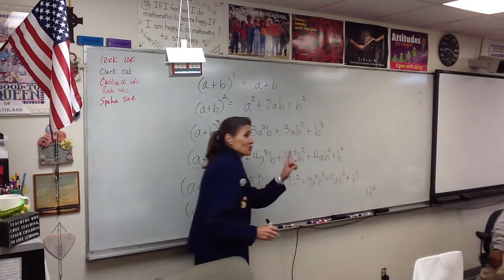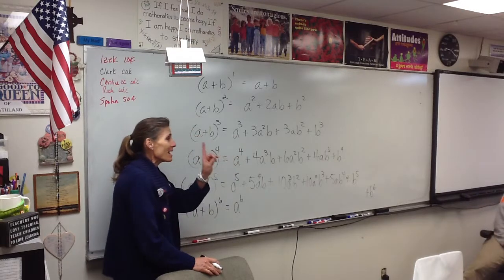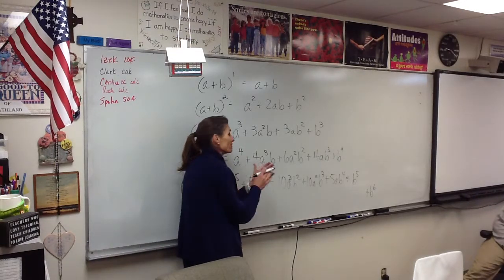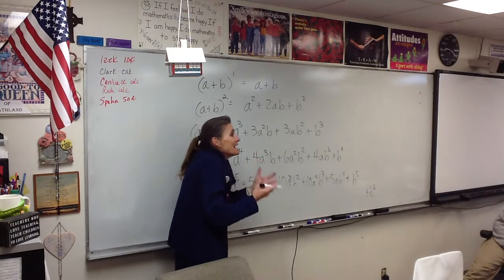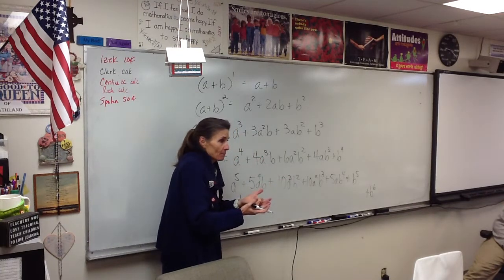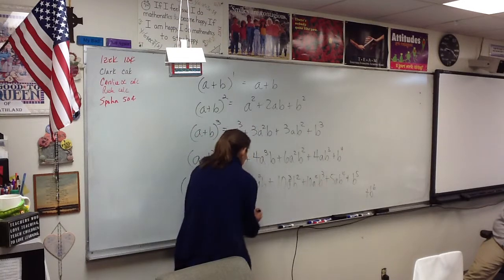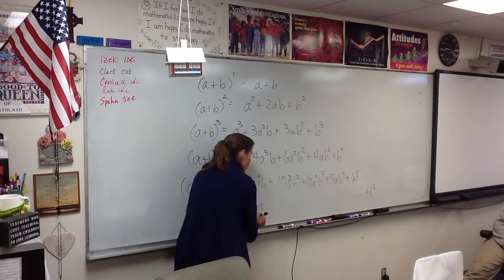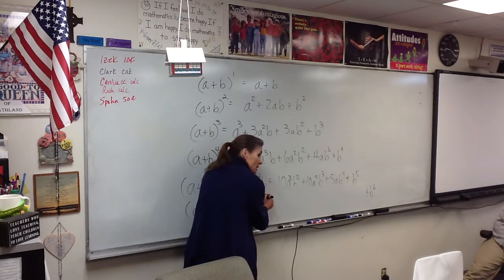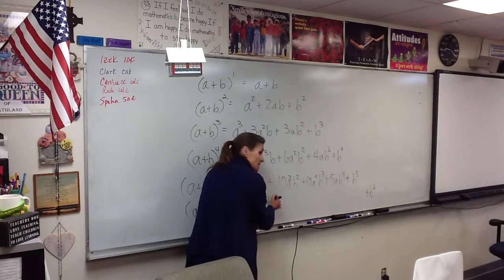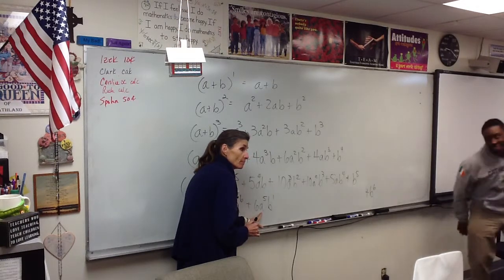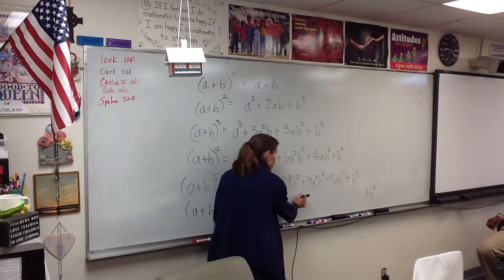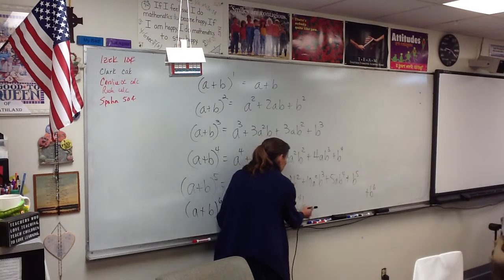Okay, so we made that observation. Now, do you notice anything else? You don't have to know the whole thing, but do you see anything else that's happening? Dane says it looks like the next one will be 6a to the fifth, b to the first, and the next one will have an a to the fourth, b to the second.